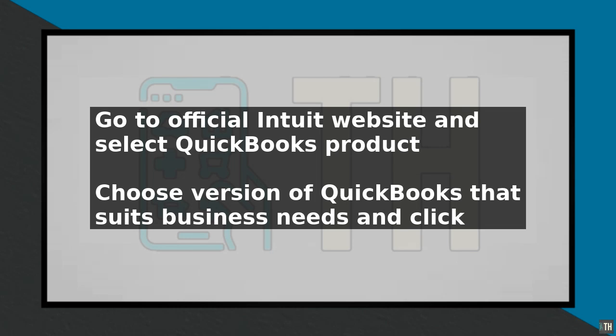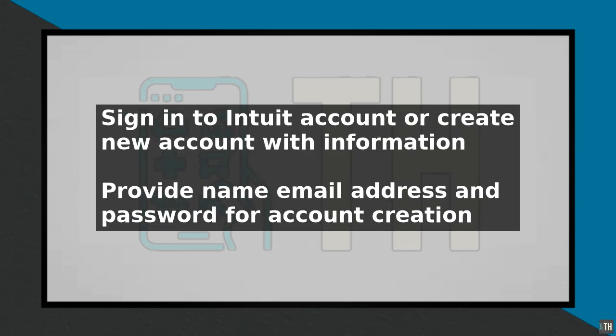Once you are logged in, click on the Downloads and Updates page and select the QuickBooks product you want to download. Choose the correct version and click on the Download button. The download process may take several minutes, depending on your internet connection speed. Once the download is complete, click on the downloaded file to start the installation process.